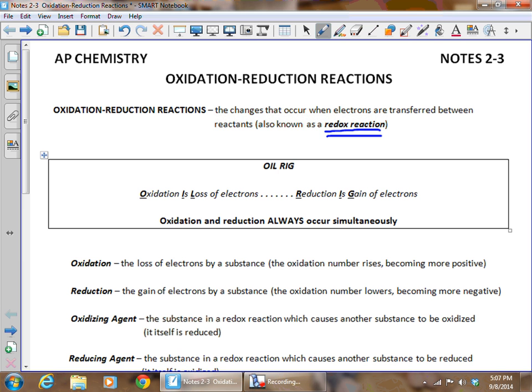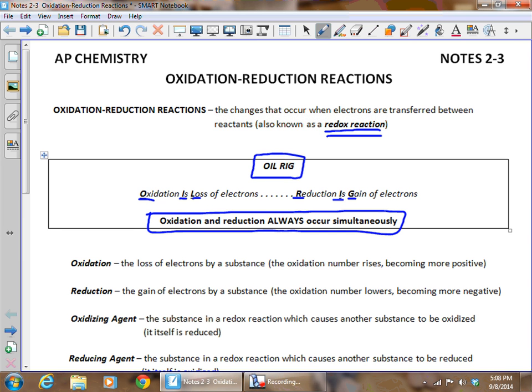Electrons are being transferred. Where do those terms oxidation and reduction come from? Well, we use the acronym OIL RIG to help us remember what happens in oxidation and reduction. Oxidation is loss of electrons, reduction is gain of electrons. So by using that acronym, we can remember how to determine what's happening to the electrons in both of those processes.